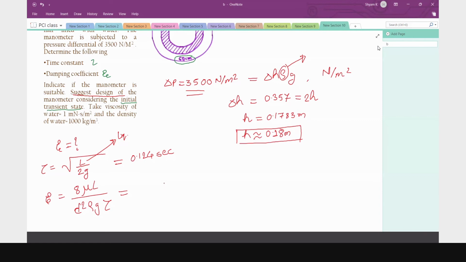8 into 10 to the power minus 3 into 0.30, divided by the diameter, which is given as 6.3 into 10 to the power minus 3. Calculate, okay. The internal diameter is given, into 1000 is the density, 8 into 0.1. How much is it coming?